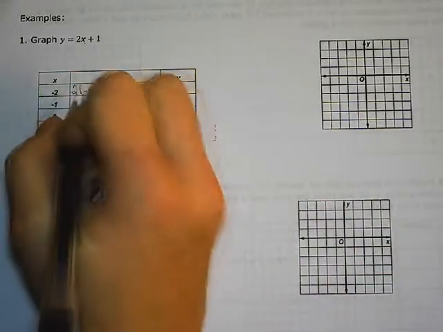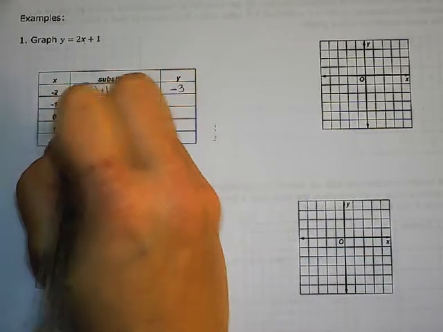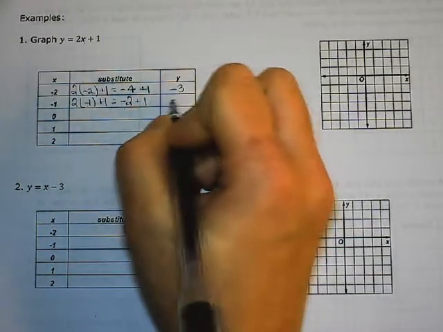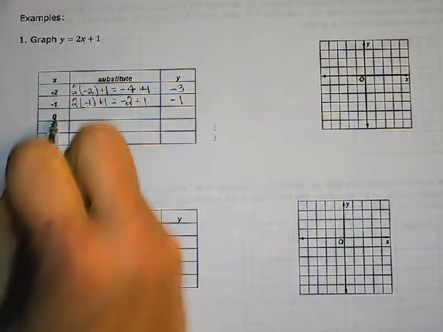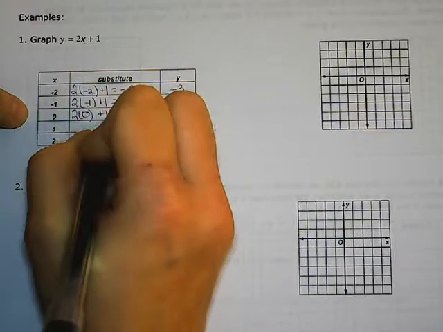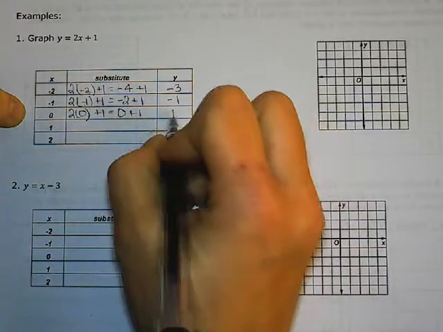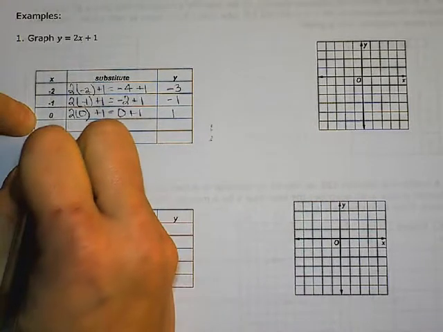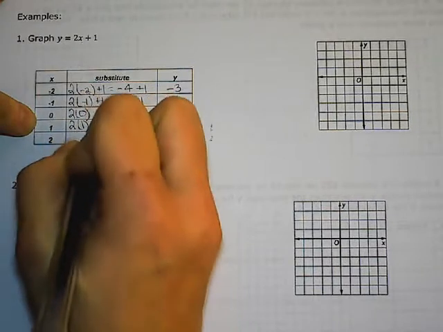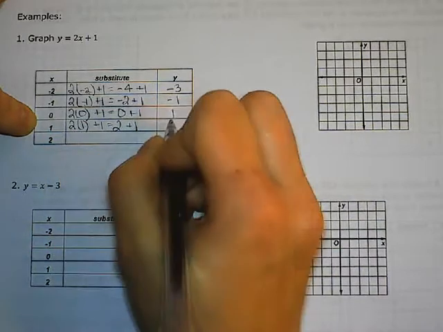I'm going to do the same thing with negative 1. 2 times negative 1 plus 1. 2 times negative 1 is negative 2. Negative 2 plus 1 is negative 1. I'm going to substitute 0 in. 2 times 0 plus 1. 0 plus 1 is 1. Substituting 1 into the equation as well. 2 times 1 plus 1. 2 times 1 is 2. Plus 1 is 3.